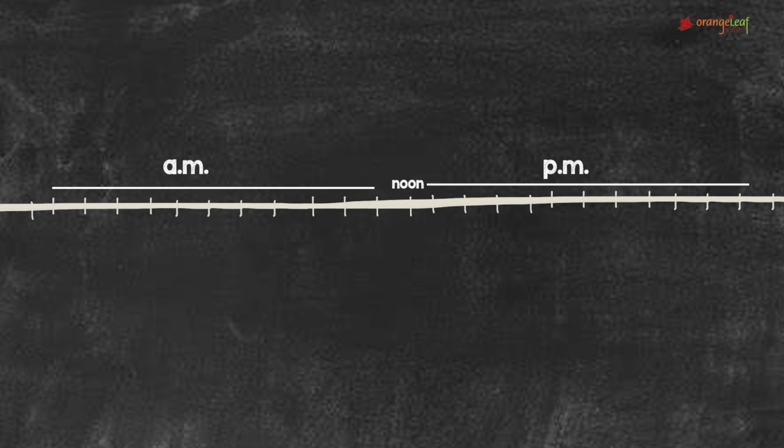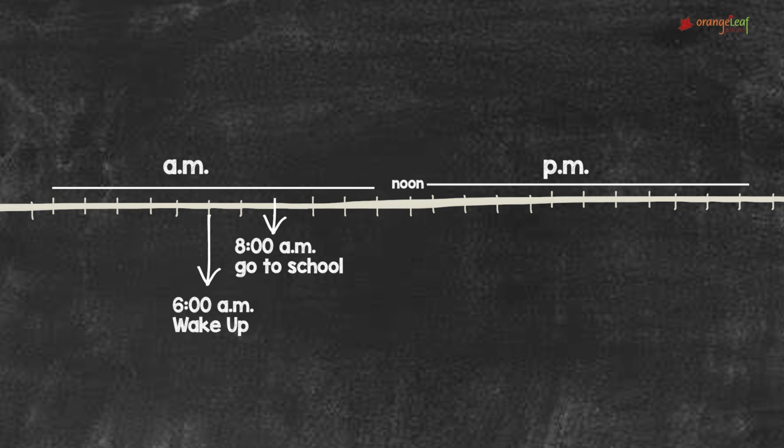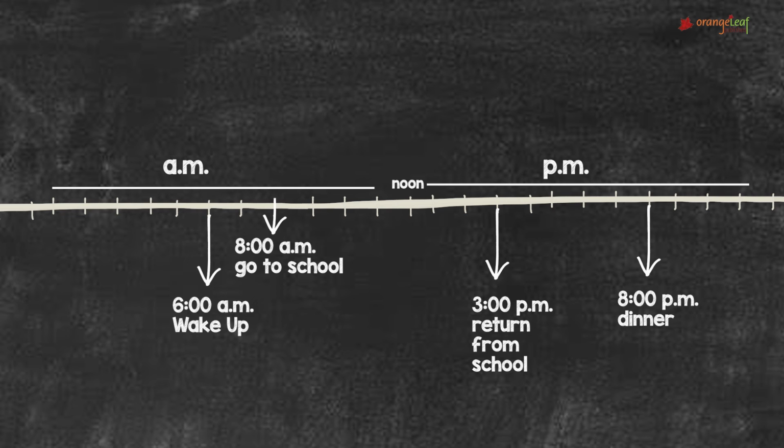Now let's look at the timeline for a day. This timeline is divided into 24 parts, each for every hour of the day. We can now say what happened during the day very easily. For example, we woke up at 6 AM, went to school at 8 AM. At 3 PM, we came back from school. We had our dinner at 8 PM and went to bed at 9 PM.